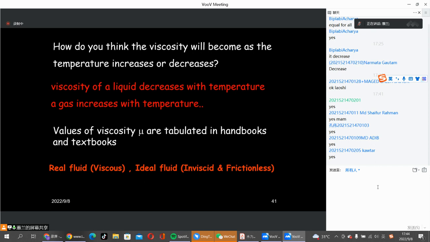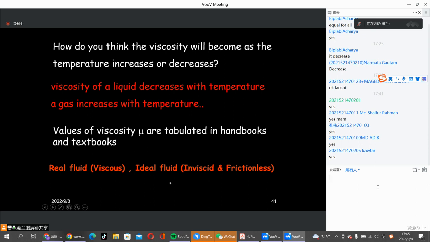Because of viscosity, we have the classification of fluid. Real fluids are all viscous. Some have very small viscosity, like air compared to water. The air viscosity is very small, but no matter how small, it is still viscous. So if we consider the viscosity of fluid, we call it a real fluid or viscous fluid.